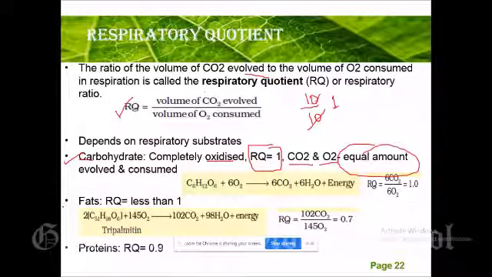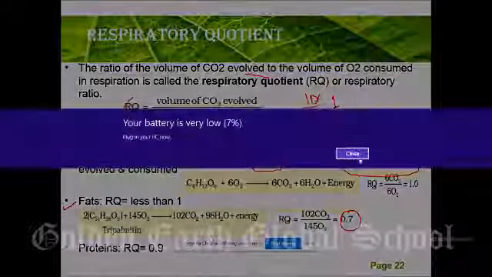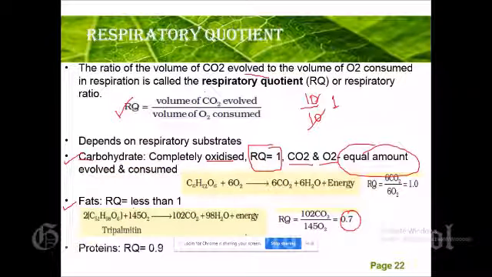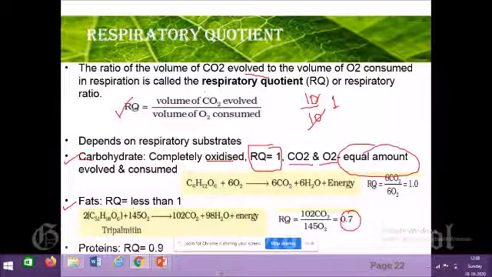In case of fats, the respiratory quotient is less than 1, right? Because the carbon dioxide produced is less as compared to the oxygen, so it is always less than 1. In case of proteins, the respiratory quotient is 0.9, right?